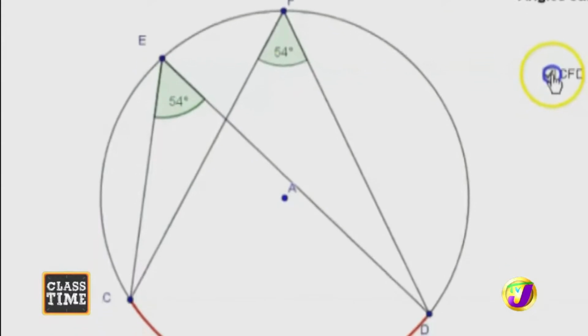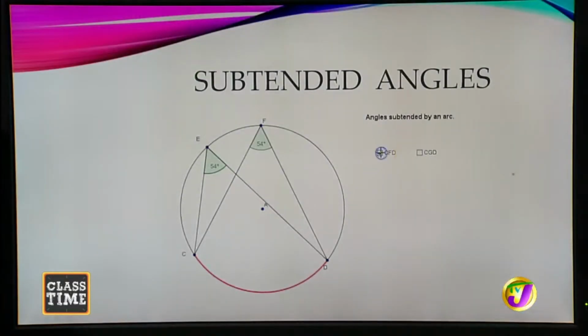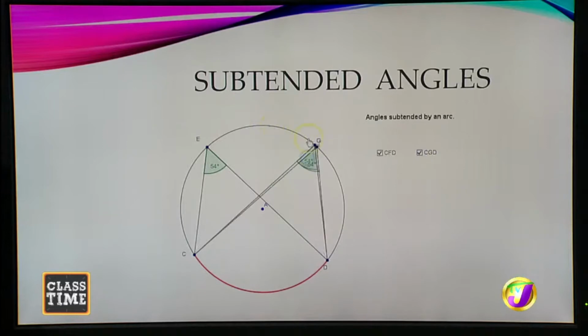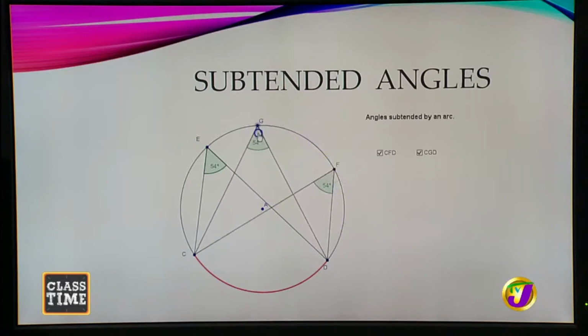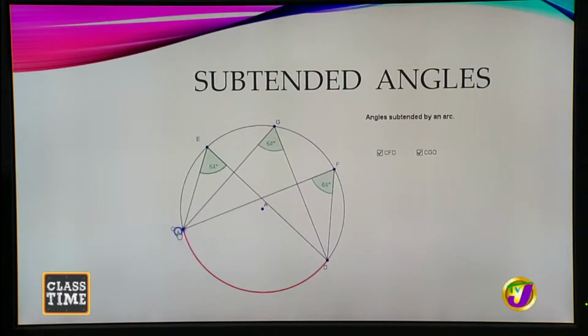Let's see what happens next. If we put another one there, wow, how come it measures the same? You saw that? It's the same 54. So all of them are subtended by the same arc and they're all measuring 54 degrees. Let's see if we change the arc length.